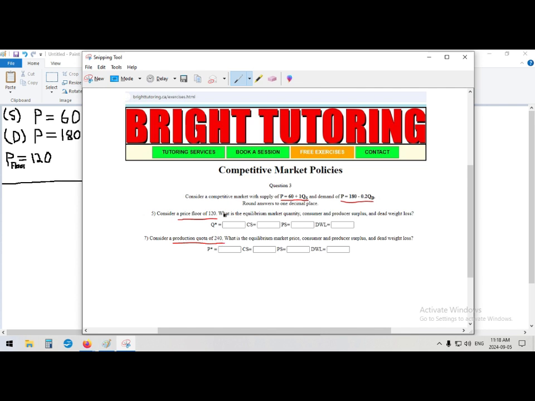Now, the thing is, both of these questions are going to end up having the same answer because these are failed market policies and won't actually end up working. Let me show you why.